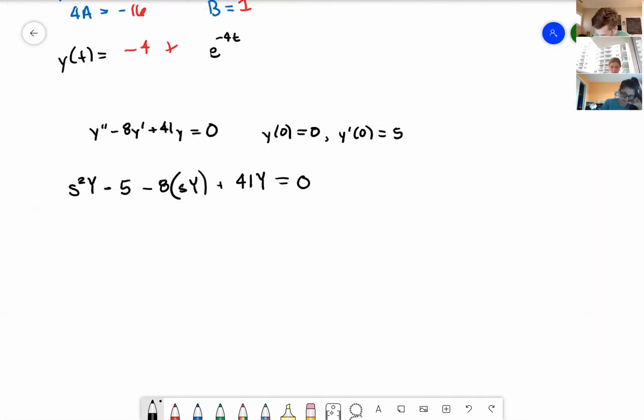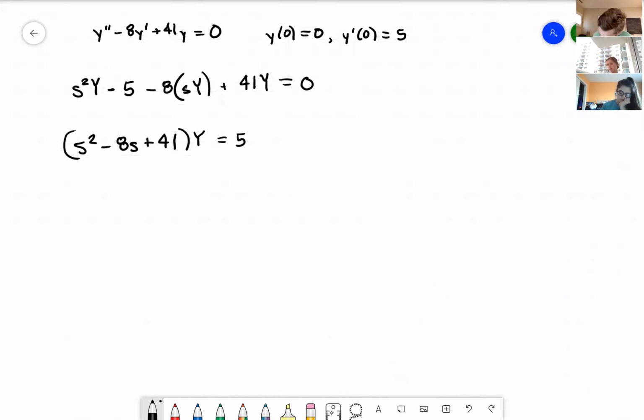And so let's see, what do we get? S squared minus 8s plus 41 times Y. I might have noticed it last time if it had been in the characteristic polynomial part. Okay, equals 5. There we go. Capital Y is equal to 5 over s squared minus 8s plus 41.